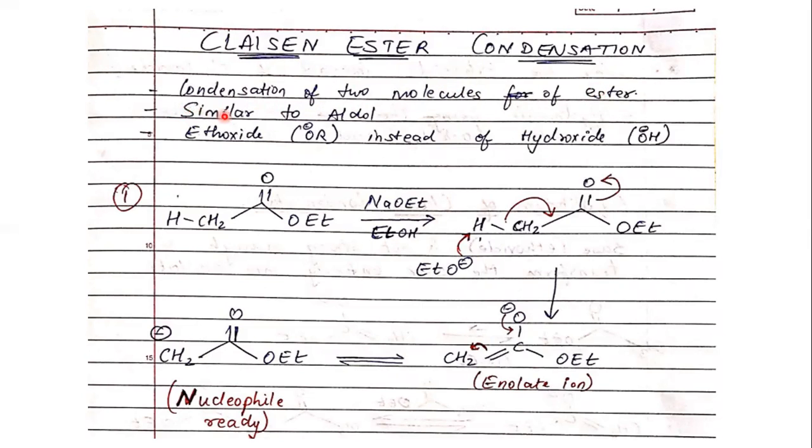It's a reaction pretty similar to aldol condensation. In aldol, there was base catalyzed and there was acid catalyzed. In Claisen ester condensation, we are going to use ethoxide as a base, or alkoxide as a base, instead of a hydroxide. The reason for using ethoxide over hydroxide, we will learn more about as we go ahead. So the condensation is pretty simple. The mechanism is quite similar to your aldol condensation.